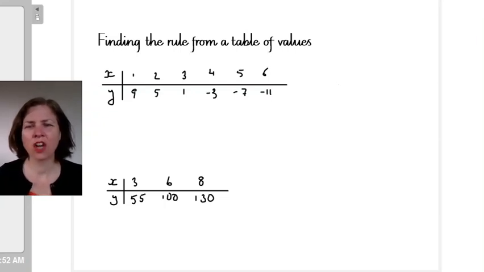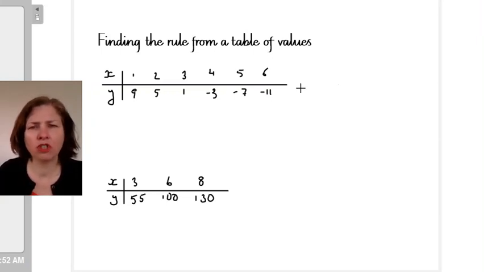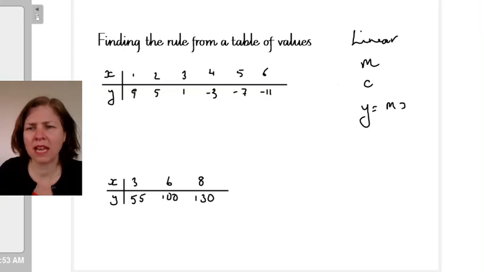This video is going to show you how to find the rule from a table of values. So I've got two examples of tables of values there that you can look at and they're both slightly different. But basically, if I need to find the rule, and I'm assuming that these are linear, then I need m and c so that I can make y equals mx plus c. Now m, of course, is the gradient and c is the y-intercept.